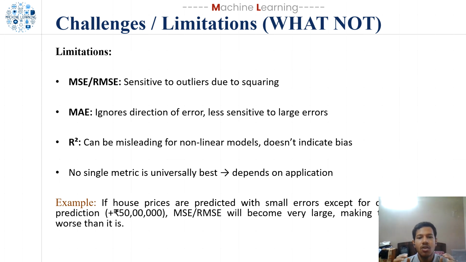So basically, none of these metrics are perfect on their own, and that's why we don't rely on just one metric. To choose an evaluation metric, it depends on the application or the model we are trying to build.